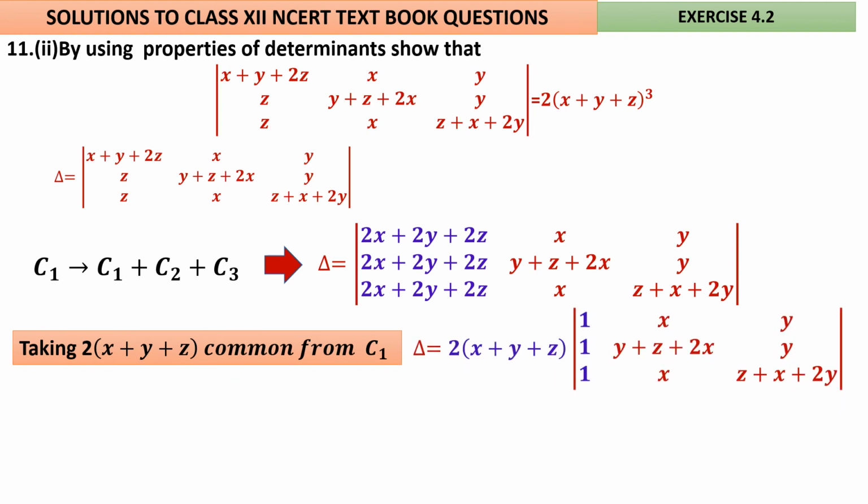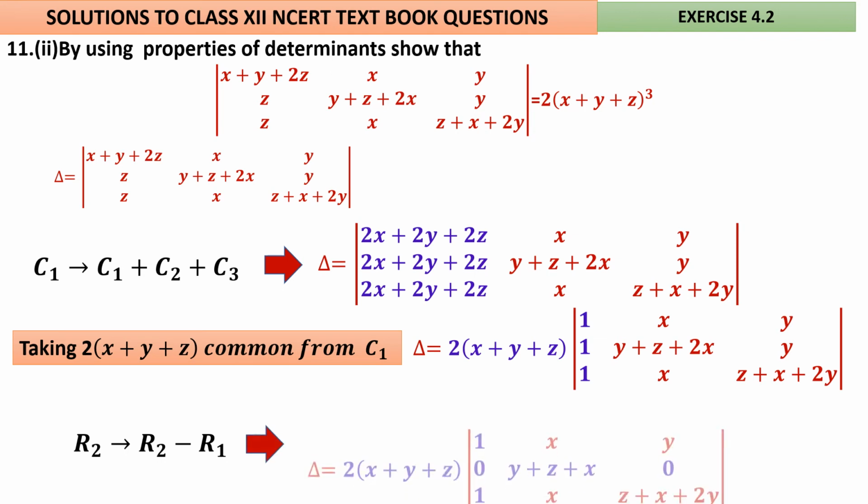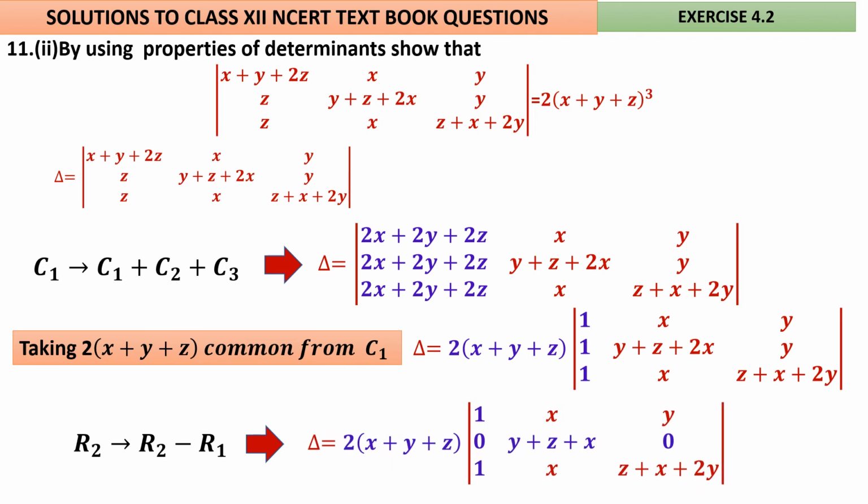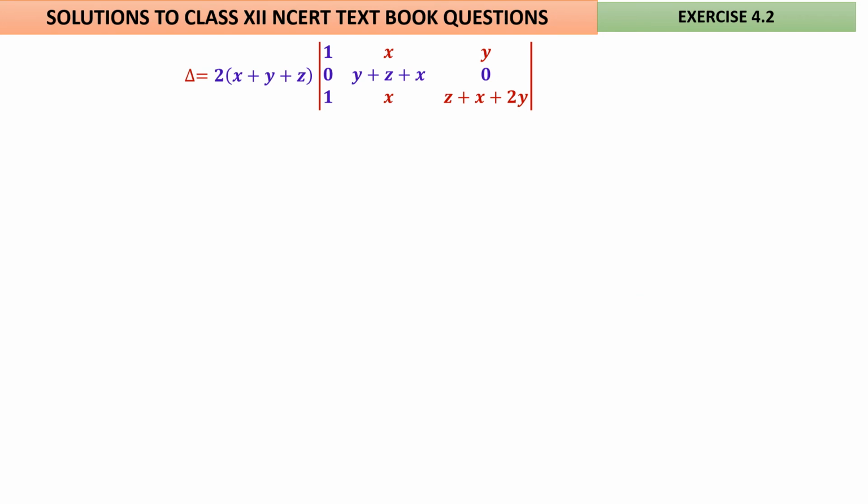You will get 2 multiplied by (x plus y plus z), 1 1 1, and whatever is there on the right hand side. Now you have a very clear idea that since 1 1 1 is there, they may be made 0 somewhere. So R2 as R2 minus R1. Therefore R2 becomes 1 minus 1 = 0, y plus z plus 2x minus x is y plus z plus x, and y minus y is 0.